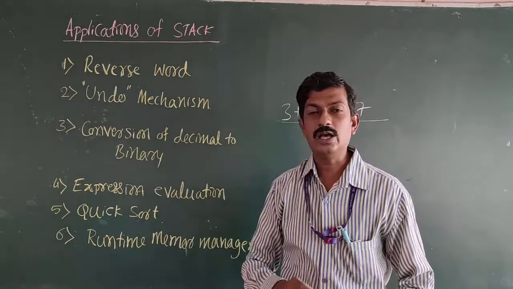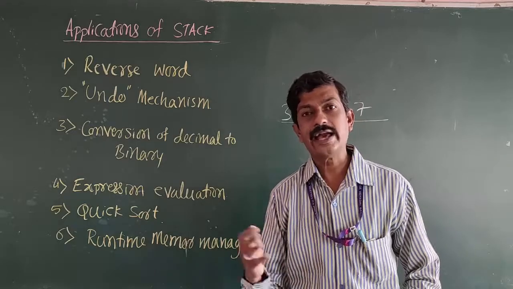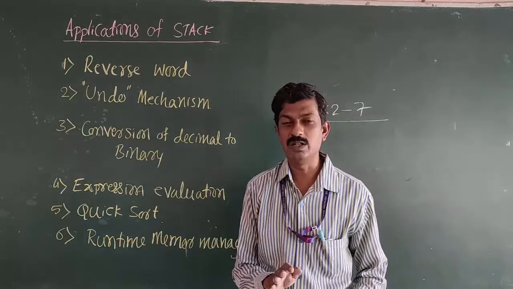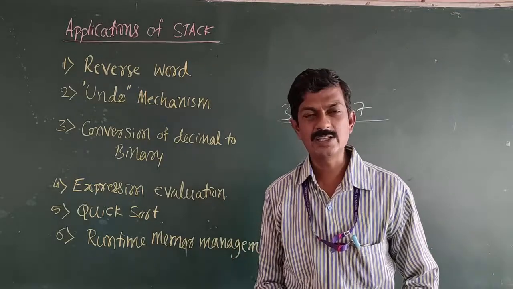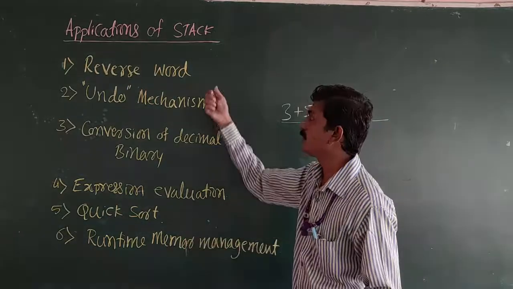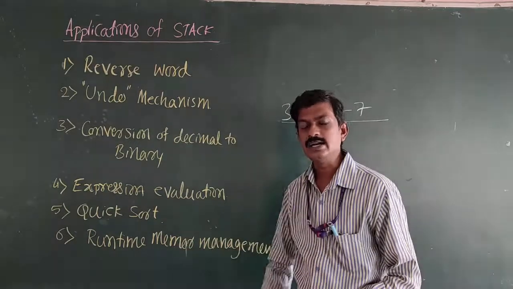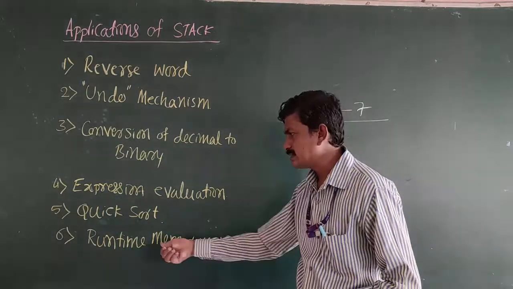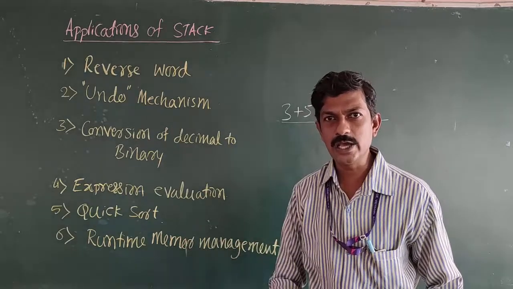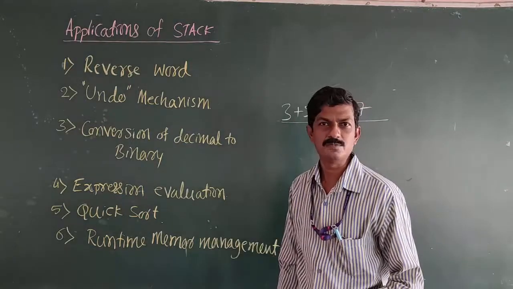Once allocated, the memory should also be withdrawn. These are handled at execution time. When we execute a program, it is possible to allocate memory as well as deallocate memory for the program elements. That is done with the help of the stack data structure. This concept is called runtime memory management. Runtime means at execution time it is possible to allocate as well as reallocate memory for a program.